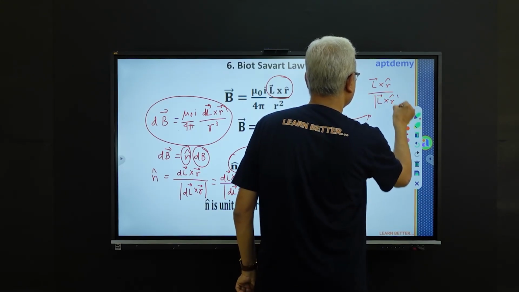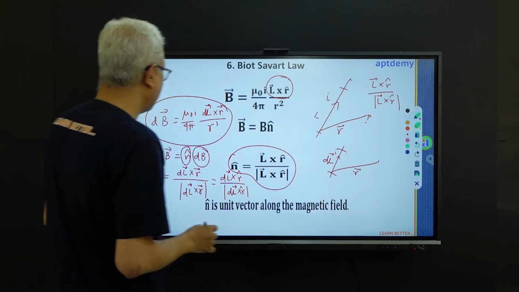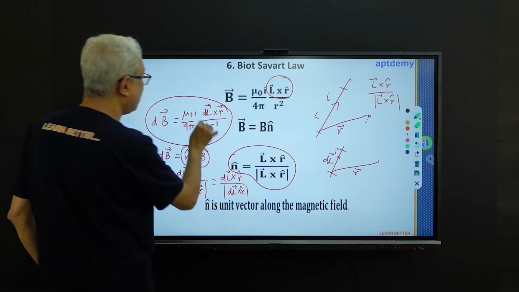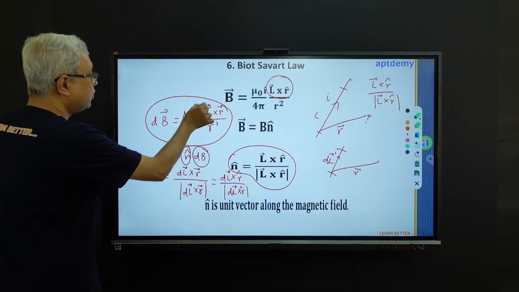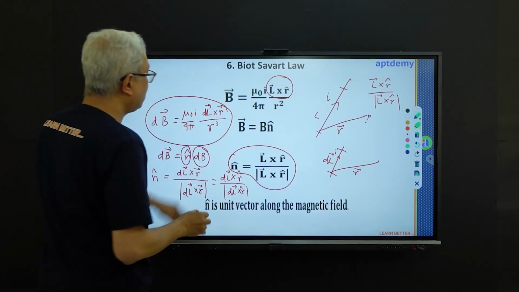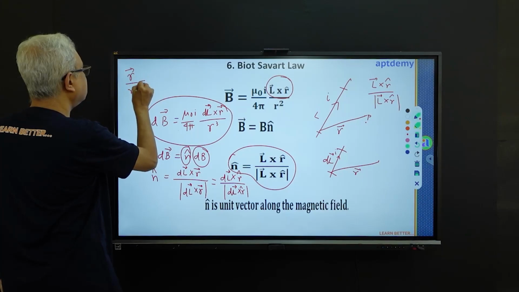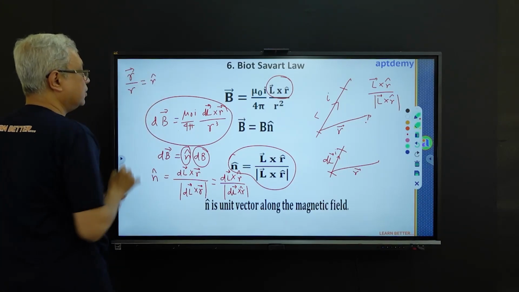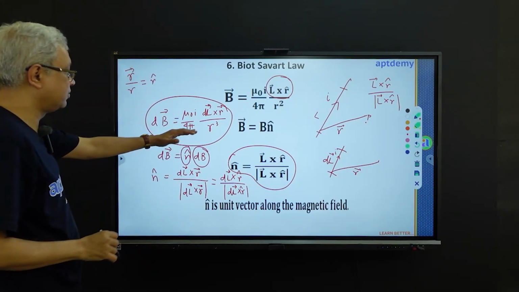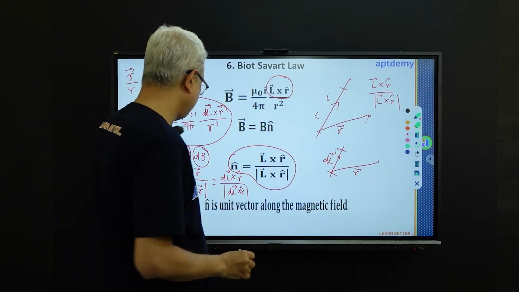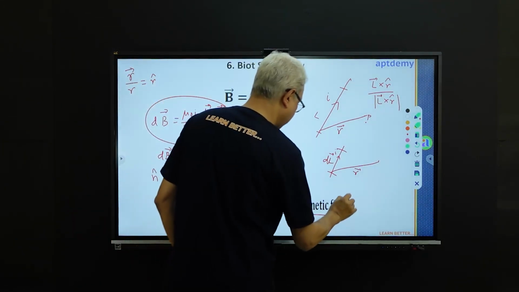I think this concept is clear. Sometimes it is useful, and sometimes we write this formula also, that means dl cross r by r cube, because r by r is actually r cap. So this is also sometimes written. So n is the unit vector along the magnetic field.